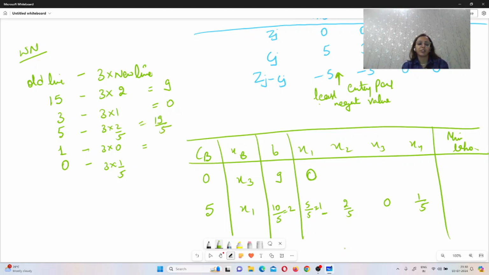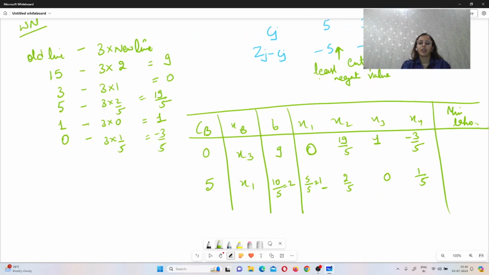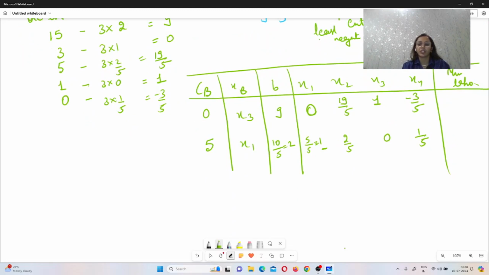3 multiplied by 0 will be 0, 1 minus 0, that will be 1. 0 minus 3 upon 5, so that will be minus 3 upon 5. Putting this value over here, that's 0, 9, 19 upon 5, then 1, and the last is minus 3 upon 5, right? Then again the same scenario, that's your CJ, that is 5, 3, 0, 0, right?